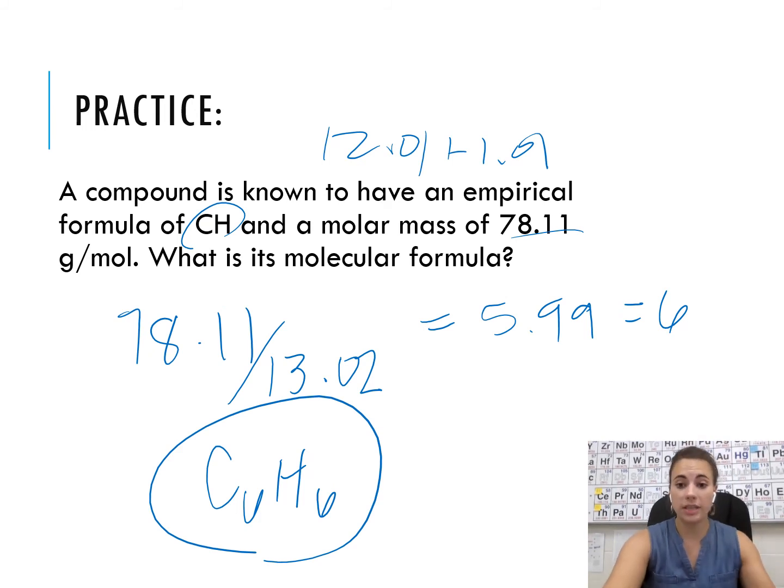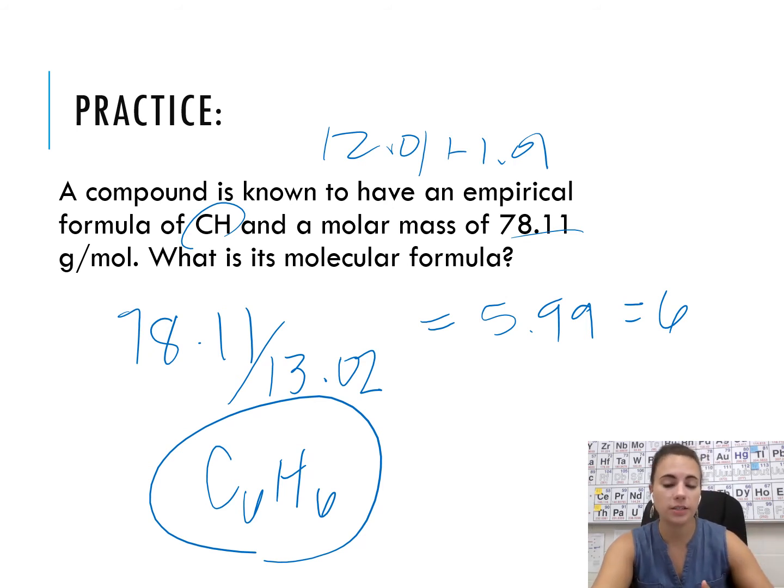So if we reduced that, it would be CH, which is an empirical formula. But the actual molecule is C6H6. But notice it retains that 1-to-1 ratio.